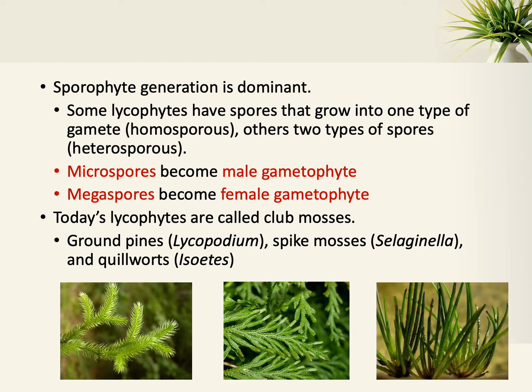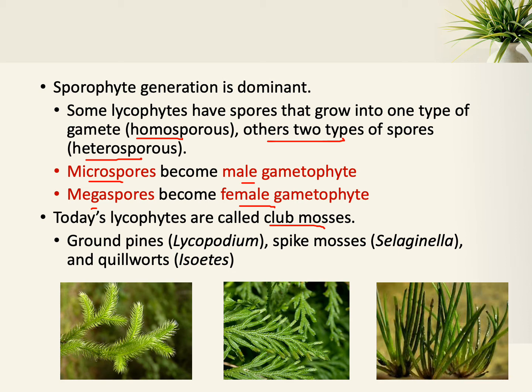Next, the sporophyte generation is dominant, and some lycophytes have spores that grow into one type of gametophyte, which is homosporous, while others have two types of spores, called heterospores. They have microspores, which become the male gametophyte, and megaspores, which become the female gametophyte. Today's lycophytes are known as club mosses.